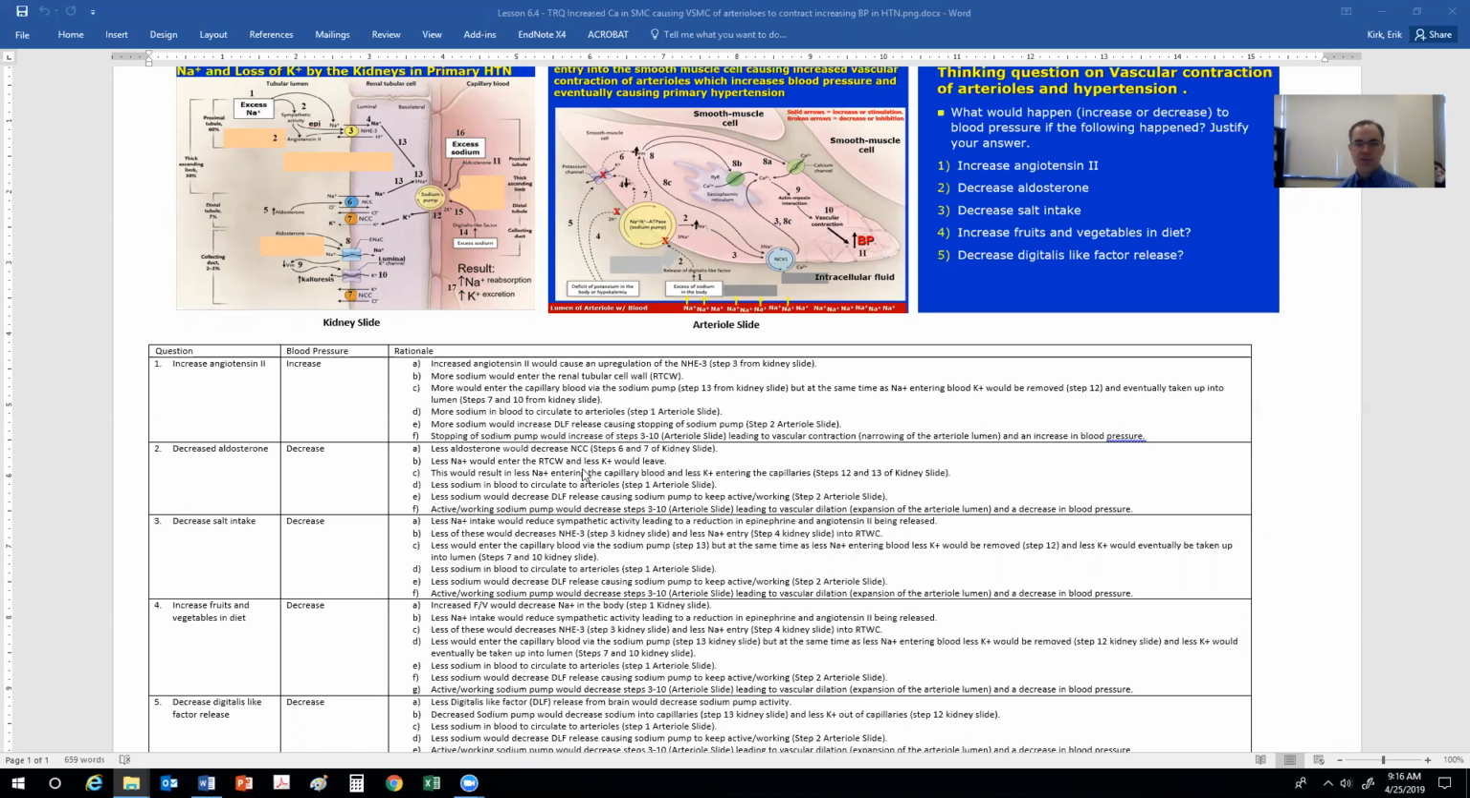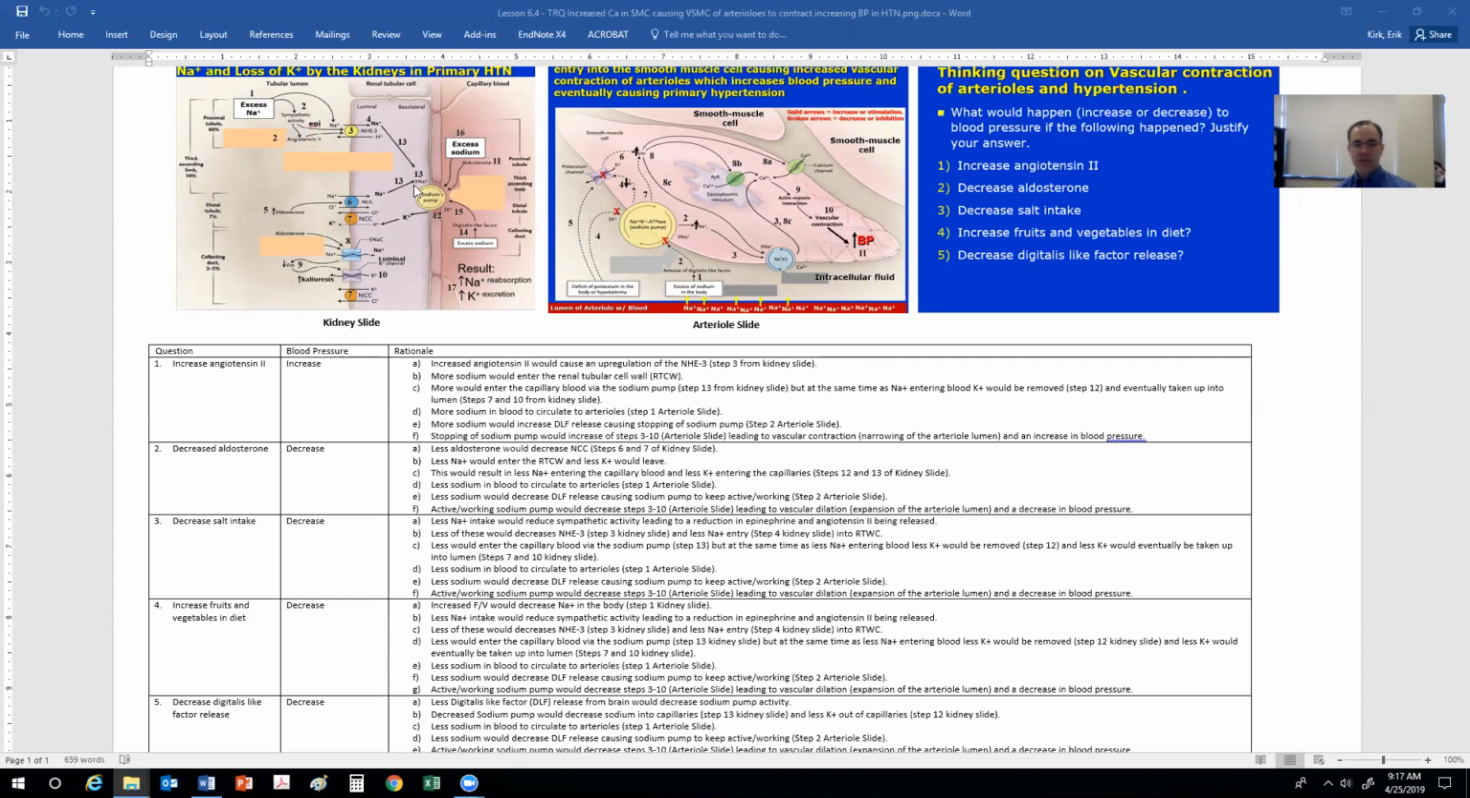What happens if you have a decrease in salt intake? A decrease in salt intake is going to cause a decrease in the sympathetic activity, a reduction in epinephrine and angiotensin II release, reducing the sodium hydrogen exchanger 3, which means that less sodium would make its way into the renal tubular cell wall.